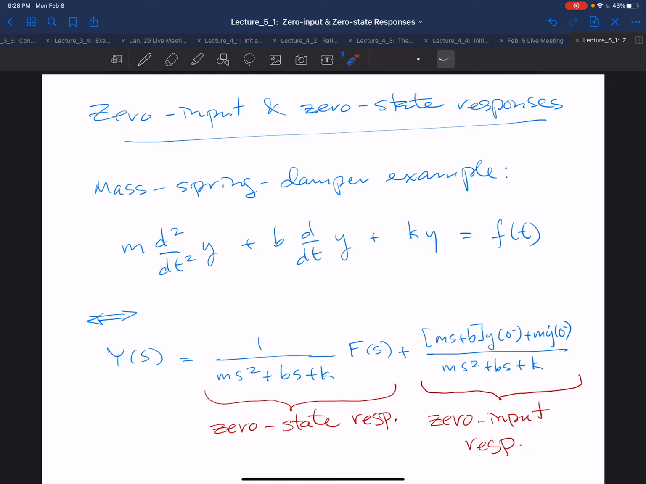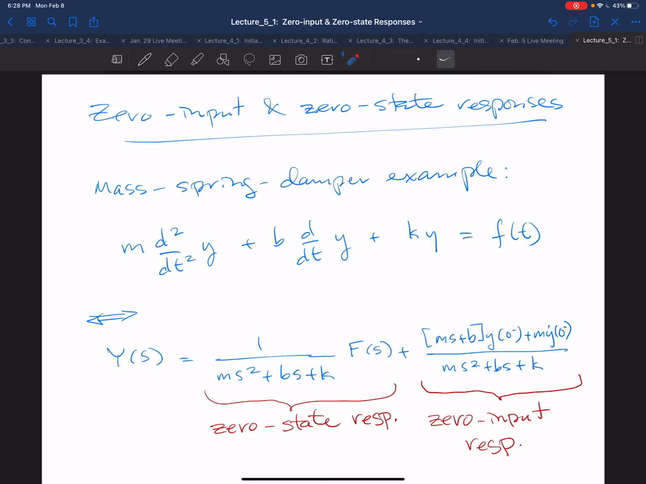So instead of just saying for a given f of s, what is the resulting y of s, as given, say, by this zero state response. But often we know roughly what we want y of t or y of s to look like, and we have to try to find an input, f of t or f of s, that gives us an appropriate response. So rather than an analysis problem, this is what we might call a synthesis problem.